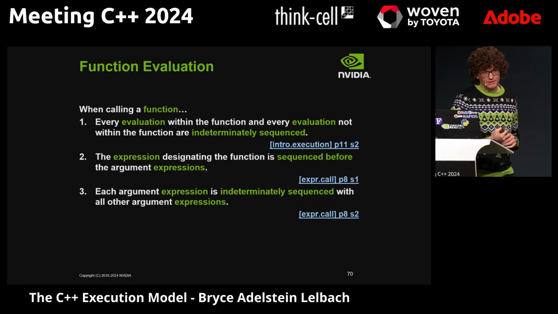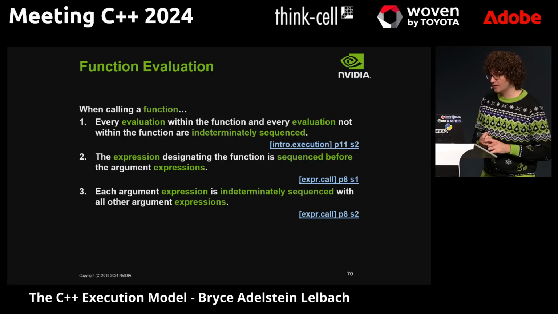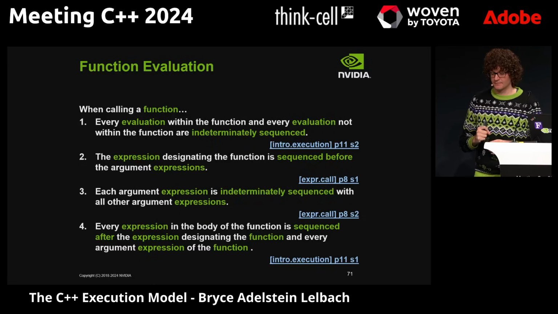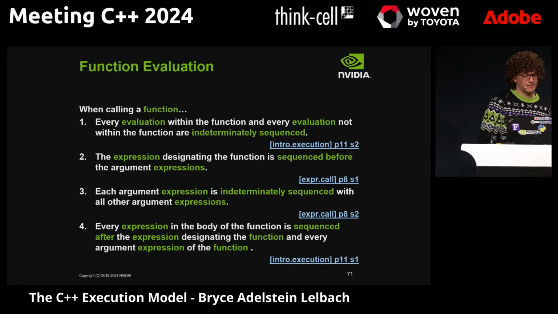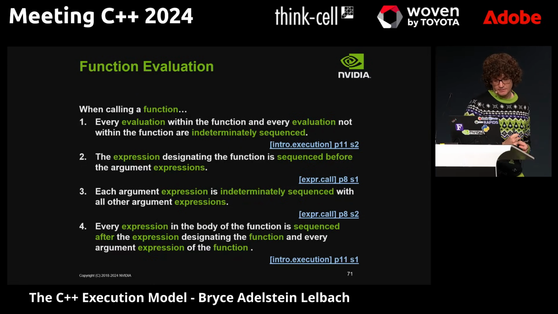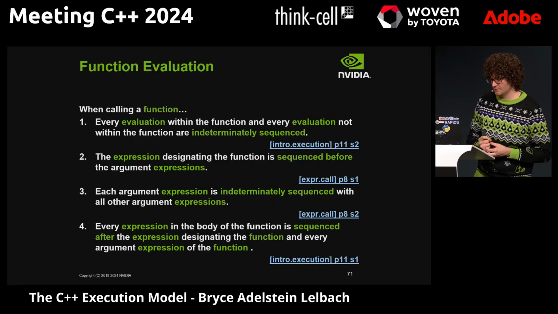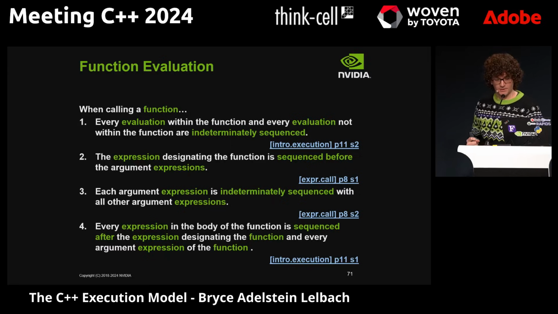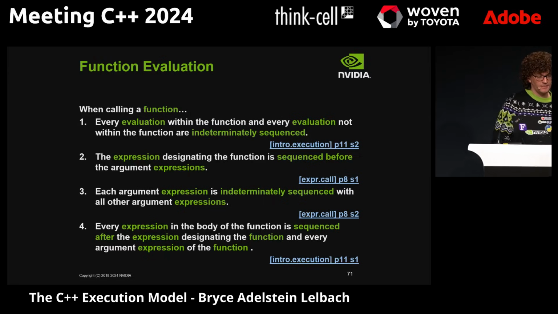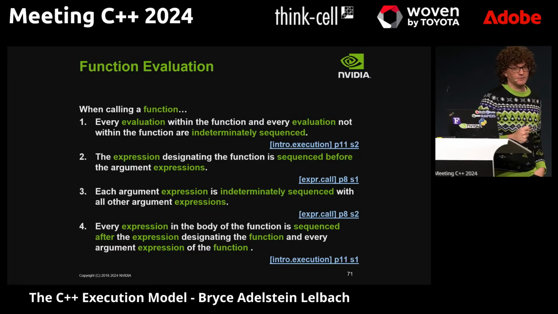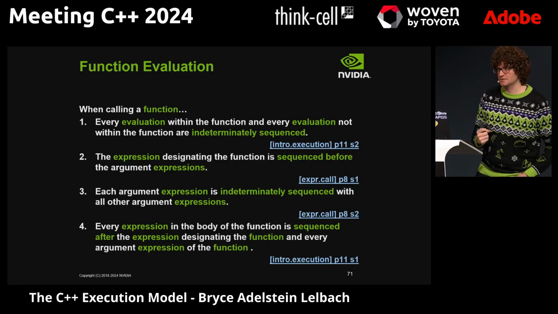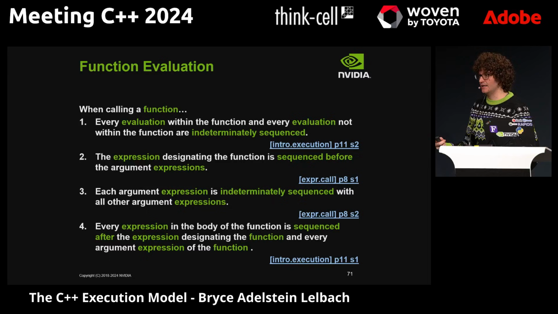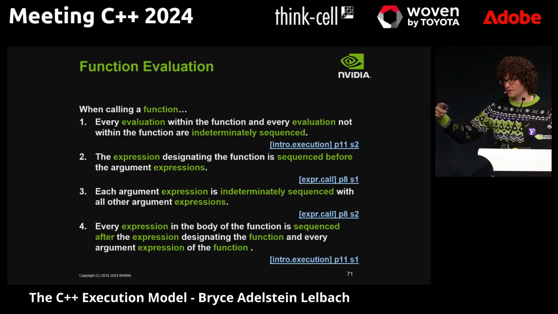Each argument expression is indeterminately sequenced with all other argument expressions. And every expression in the body of a function is sequenced after the expression designating the function and every argument expression of the function. Again, this one just makes sense. Before you can start evaluating the body of a function, you need to evaluate all of the arguments, and you need to evaluate where you're getting the function from.